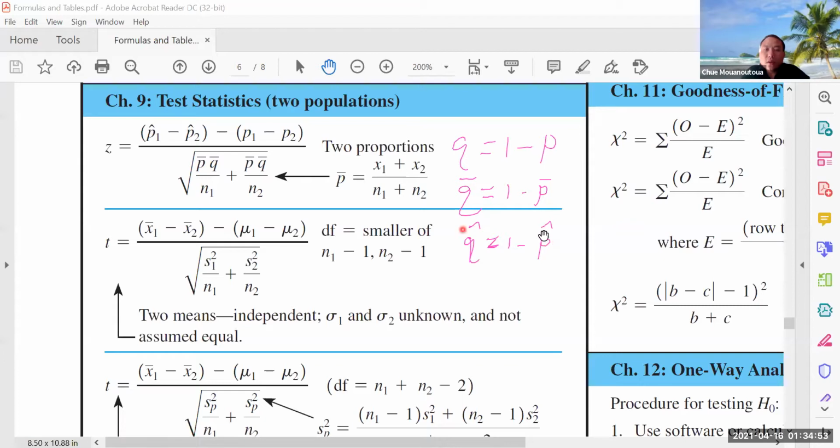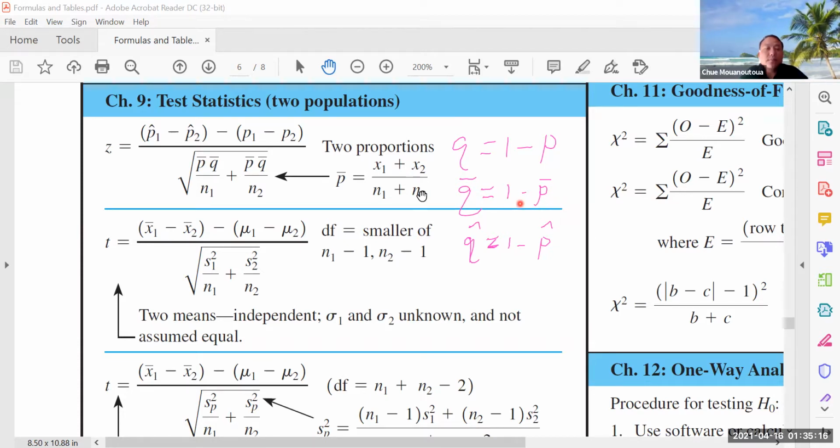This one you saw, I think, in chapter 8 or chapter 7. This one you saw in chapter 5. Here, this is chapter 9. So once I get the P bar, I can find the Q bar by just using this formula here, same thing.